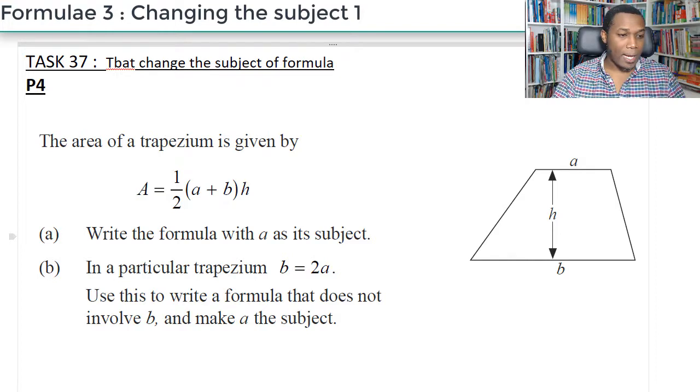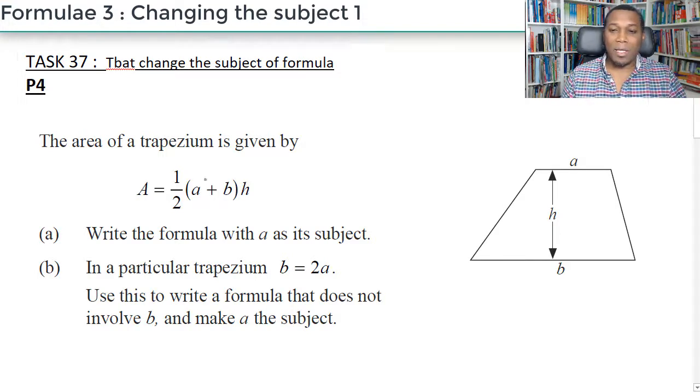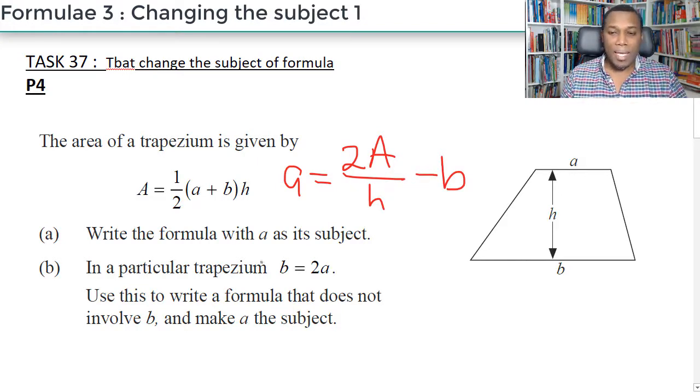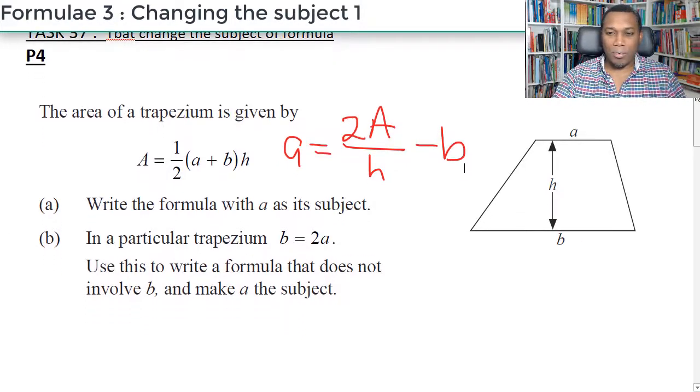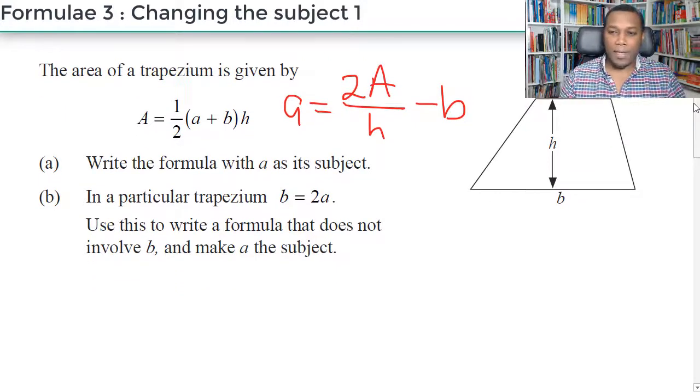Okay, right, 2A. Write a formula with A as the subject, so what you can have is that A is equal to 2A on H take away B. And then in the particular situation they have given you, use this to write a formula that does not involve B and make A the subject. I'm going to give you what that formula should look like. See why I asked you to do this? This was a beautiful one, wasn't it? At some point I'll do a video going through this in detail, but at the moment I'll just give the answer for it.